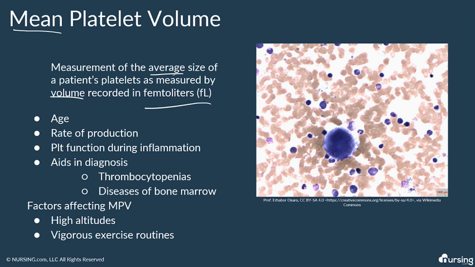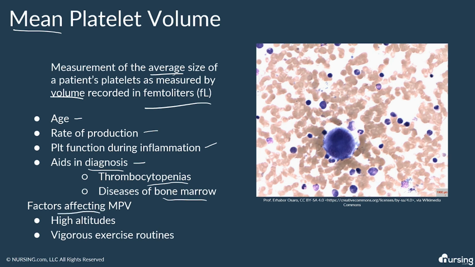Things that affect platelet size are the age of the platelet. Older platelets tend to be a little smaller, their rate of production, and their function in inflammatory states. This lab value is an aid in diagnosis. It's never used in isolation. It helps diagnose certain thrombocytopenias and also diseases of the bone marrow.